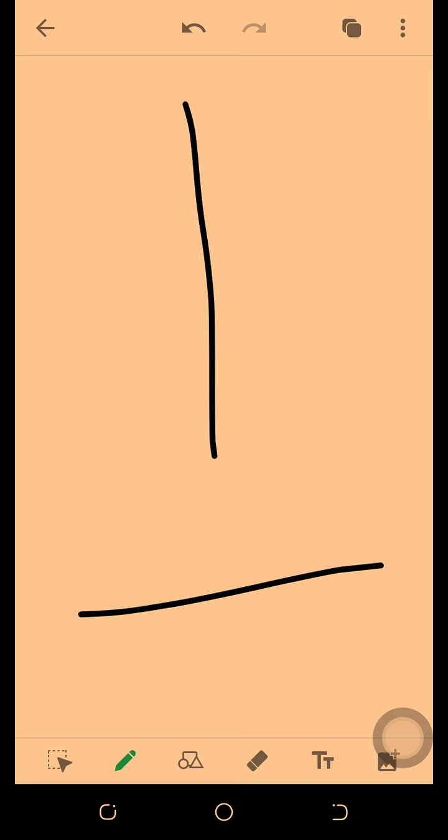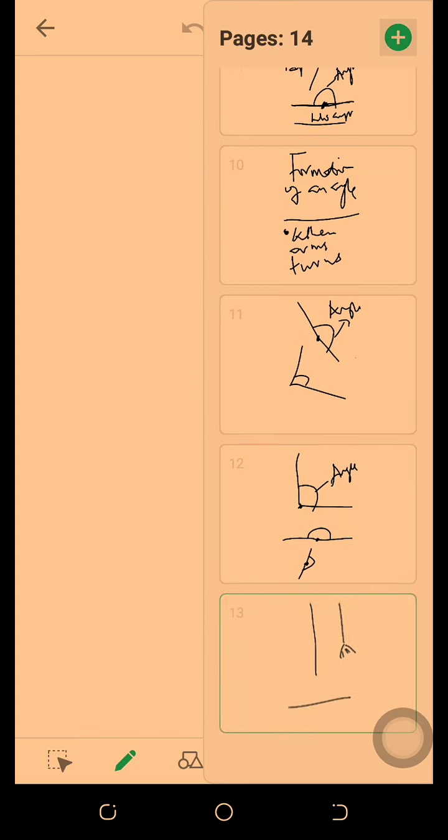For instance, if I just have one ray this way, it can never form an angle since there is no point, since there are no two rays meeting at a point. So this is not an angle. This one too is not an angle. If I have only one arm this way, an angle cannot be formed. So let's take note of that. Good. Now let's look at parts of an angle.